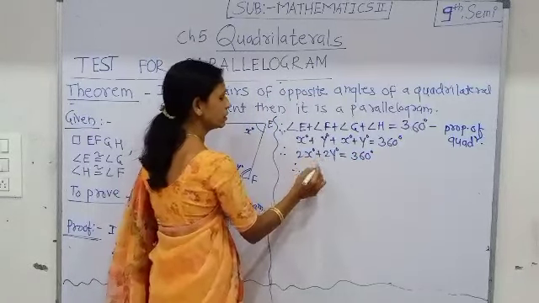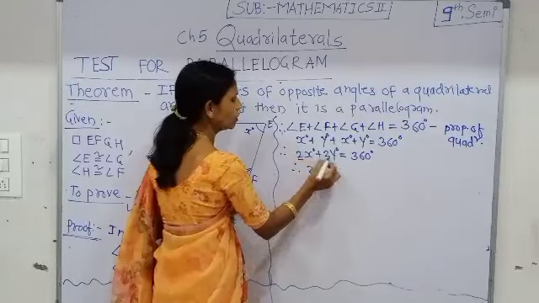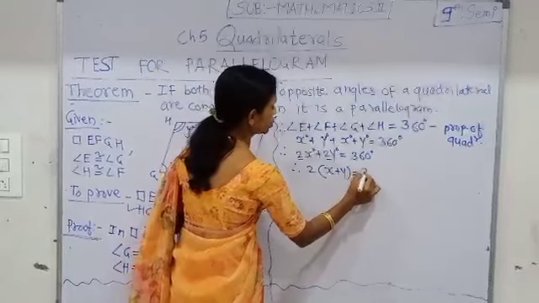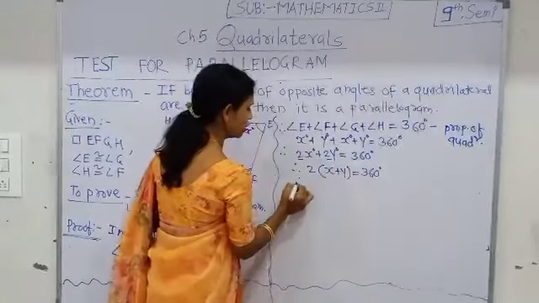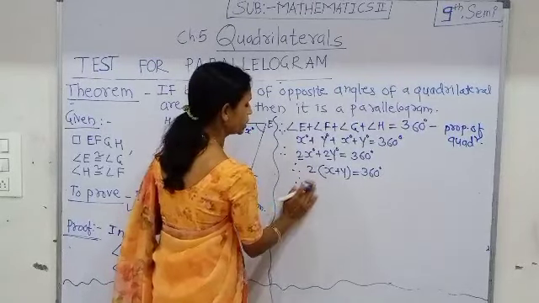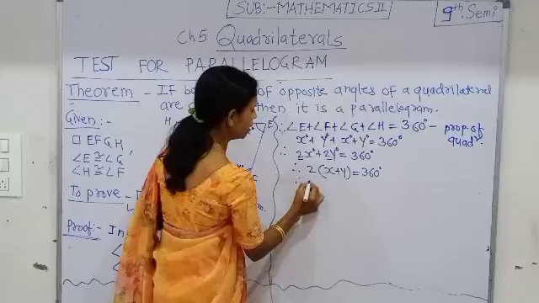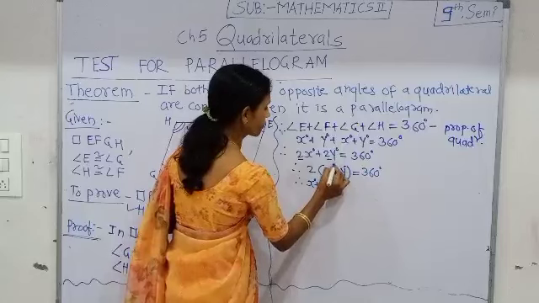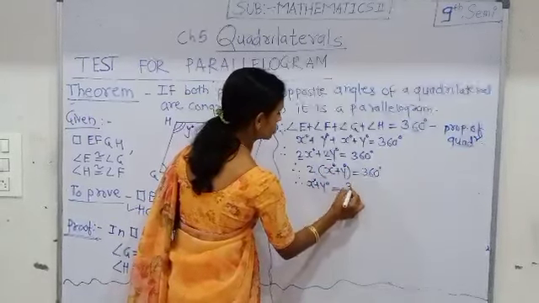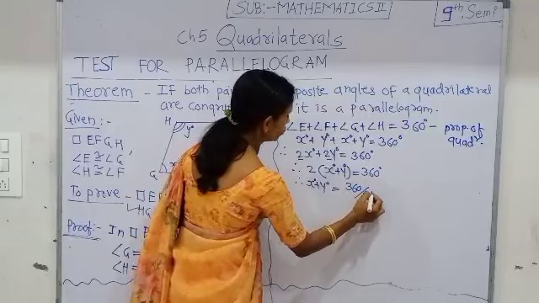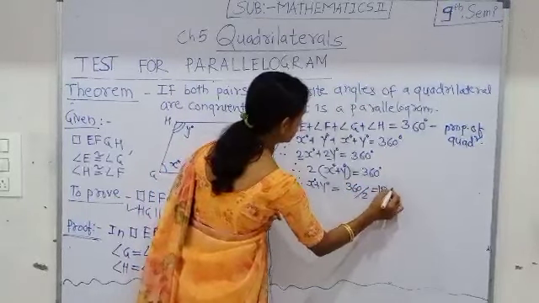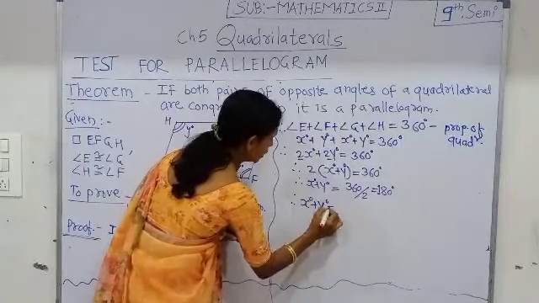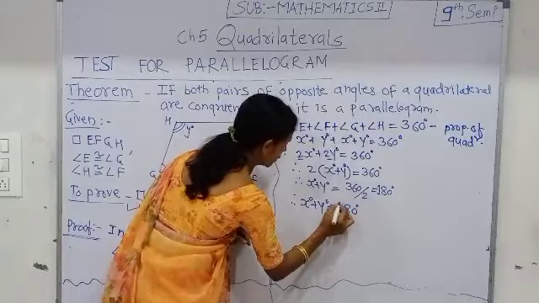Taking 2 common, we get 2 in brackets (x plus y) is equal to 360 degrees. Therefore x plus y, that means x degrees plus y degrees, is equal to 360 upon 2, that is 180 degrees. That means x degrees plus y degrees is equal to 180 degrees.